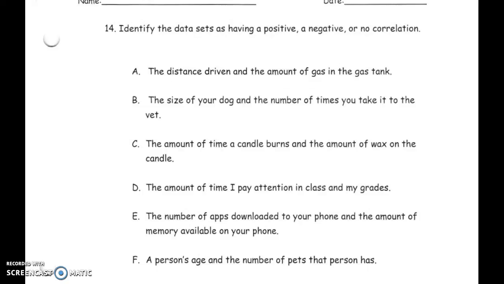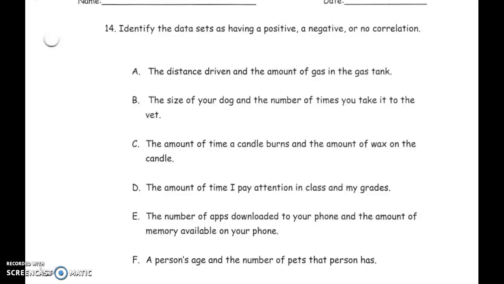Number 14. Identify the data set as having a positive, a negative, or no correlation. A. The distance driven and the amount of gas in the gas tank. B. The size of your dog and the number of times you take it to the vet. C. The amount of time a candle burns and the amount of wax on the candle. D. The amount of time I pay attention in class and my grades.